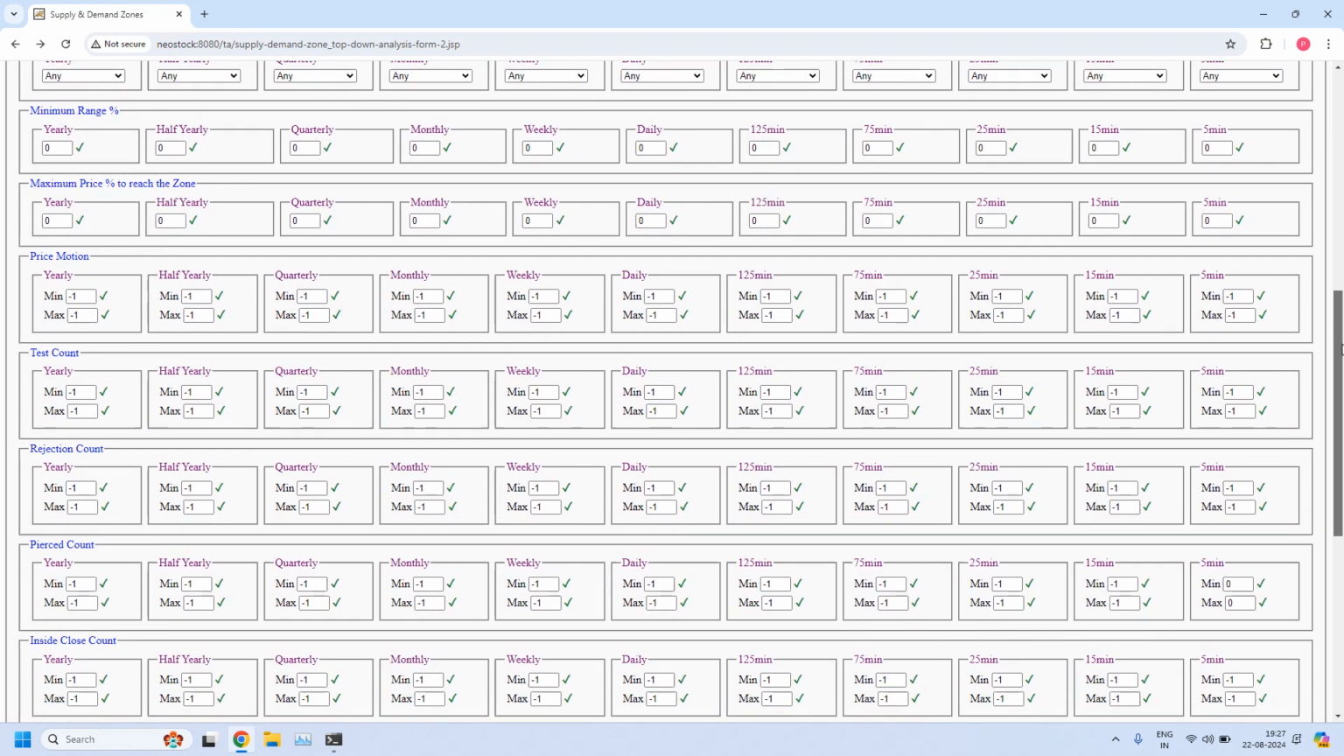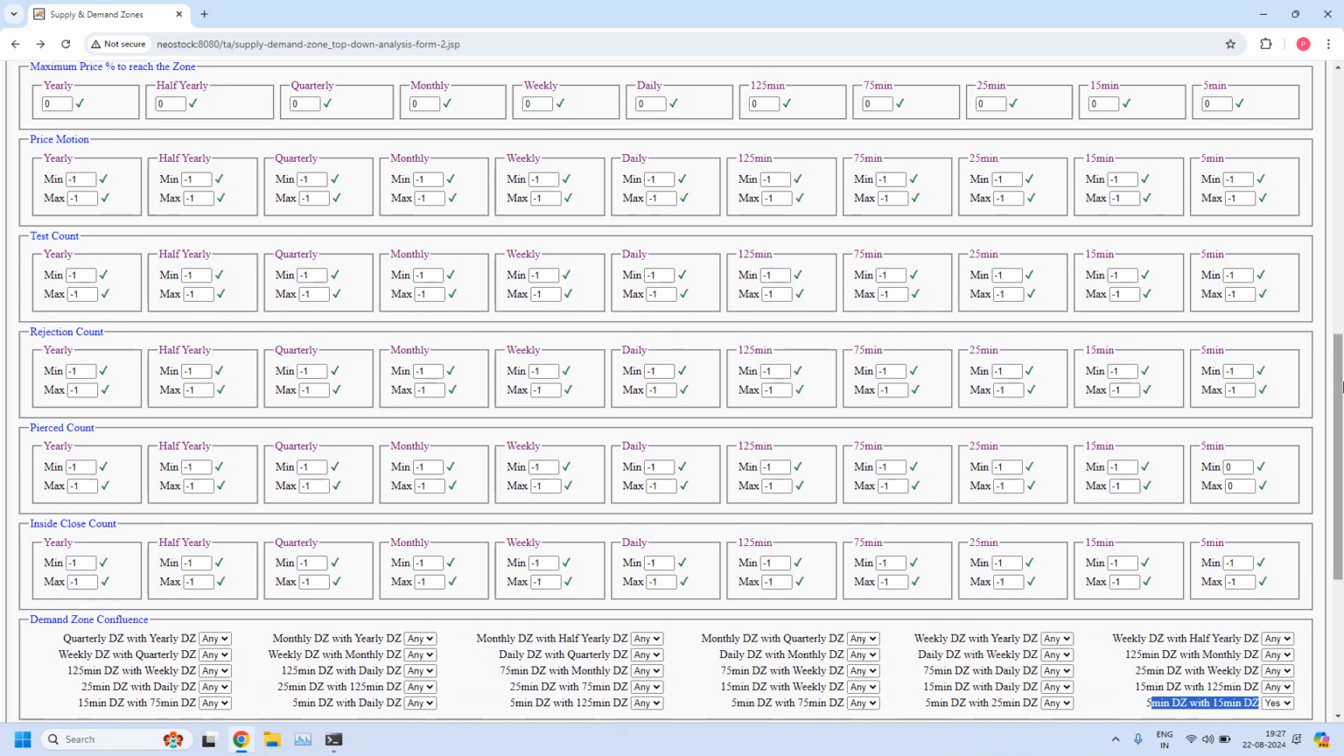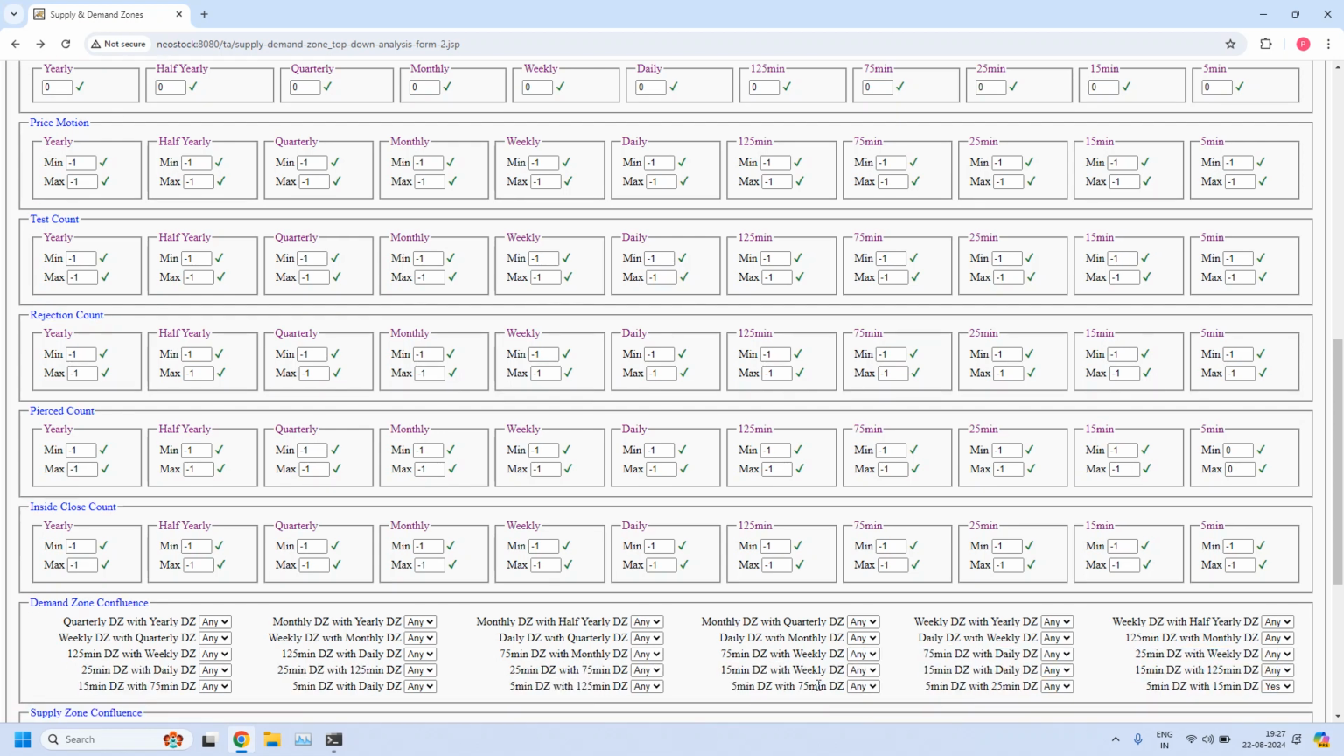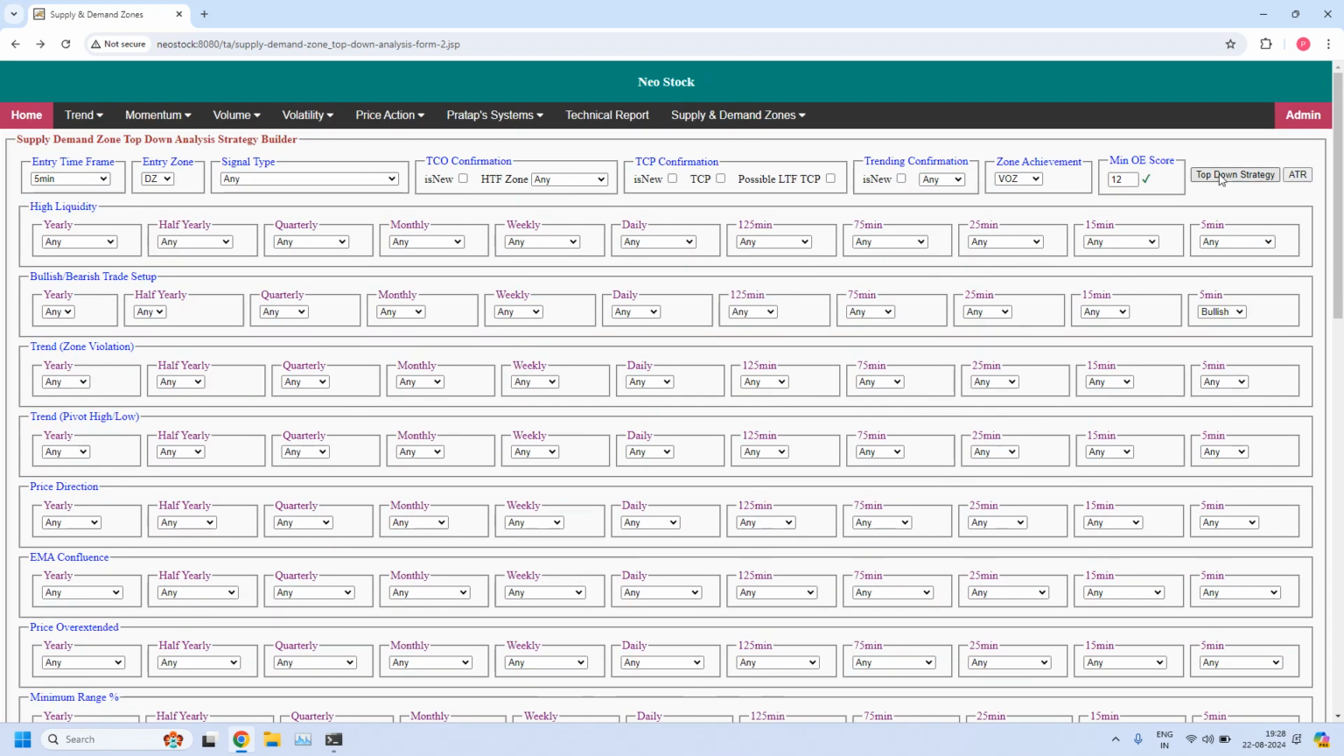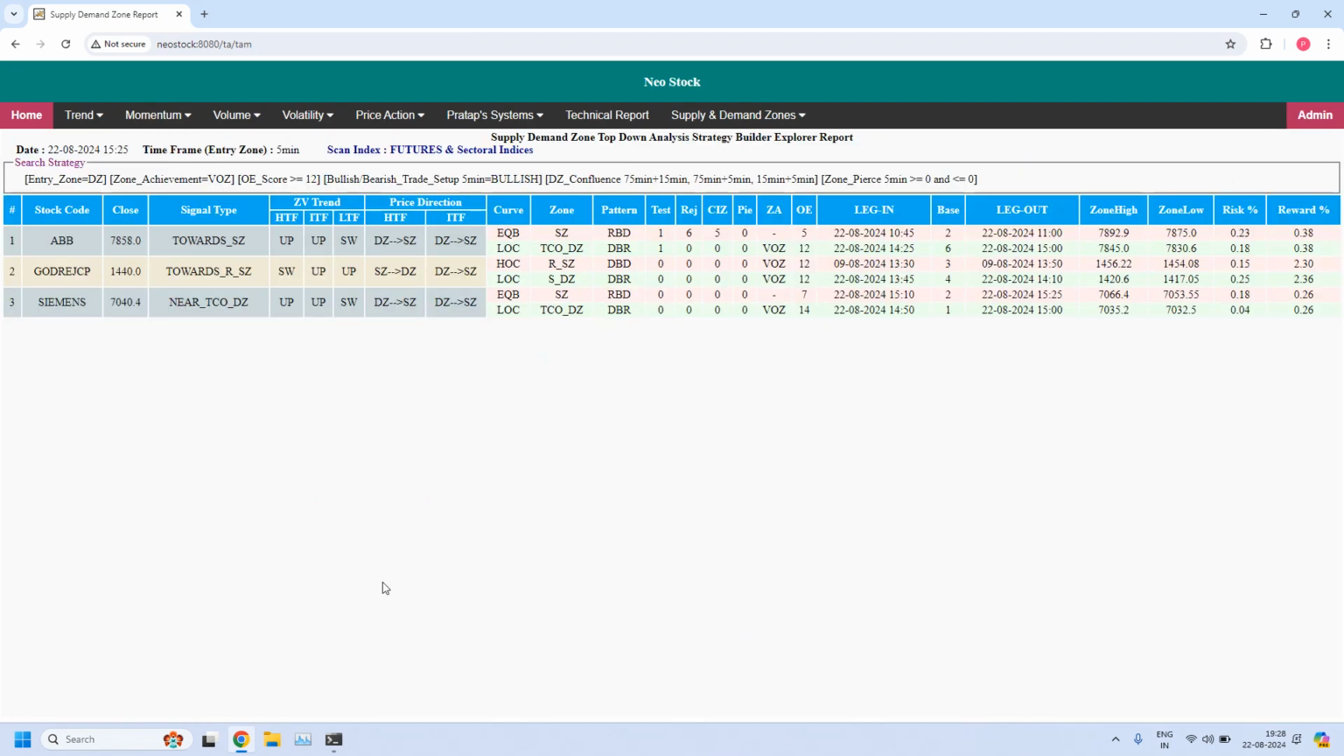So we should add 2 more filters. Already 5 minutes demand zone with 15 minutes is enabled. Next, 5 minutes demand zone with 75 minutes demand zone also enabled. And 15 minutes demand zone with 75 minutes demand zone is also enabled. Now let's verify. Now from the 7 stocks, 3 stocks are filtered. So these 3 demand zones are having confluence with 5 minutes, 15 minutes and 75 minutes.